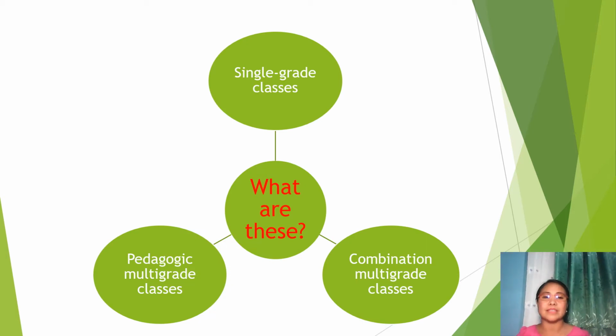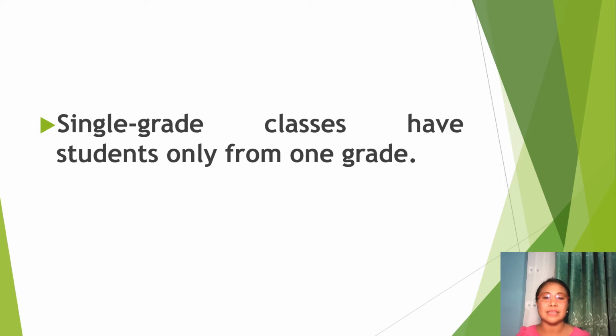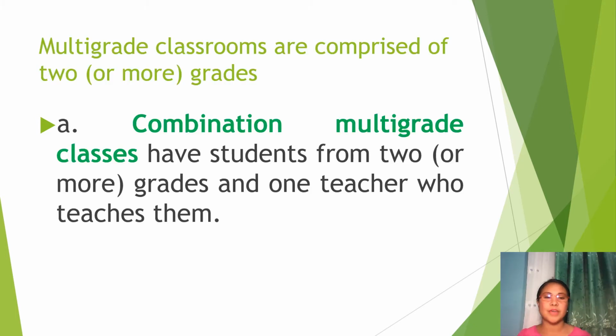Now, what are the types of classes? Single grade classes, pedagogic multi-grade classes, and combination multi-grade classes. When you say single grade classes, it only means that in a classroom, there is one teacher with one grade level. That is single grade classes. What about combination multi-grade classes and pedagogic multi-grade classes? These two are under multi-grade classrooms.